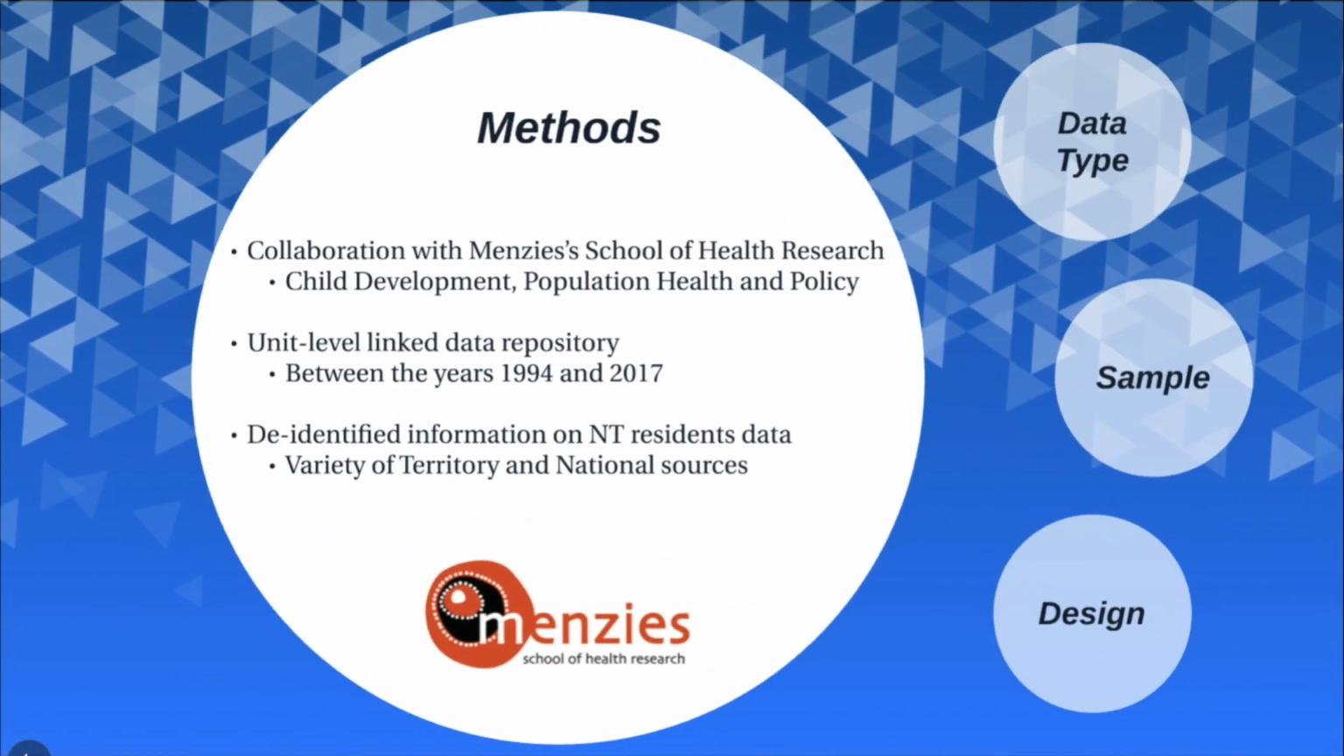So next I'll outline how this project seeks to achieve these aims and objectives. As mentioned earlier, this project is in collaboration with the Menzies School of Health Research. Here, researchers have compiled a linked unit-level data repository from multiple sources between the years of 1994 and 2017. This provides researchers with de-identified information on NT individuals' data from a variety of territory and national sources, allowing analyses of how these interact.